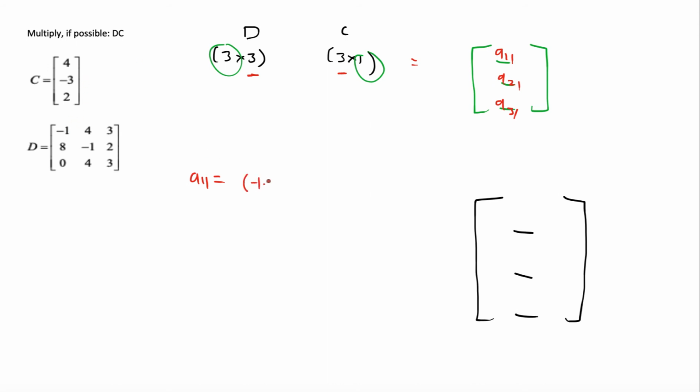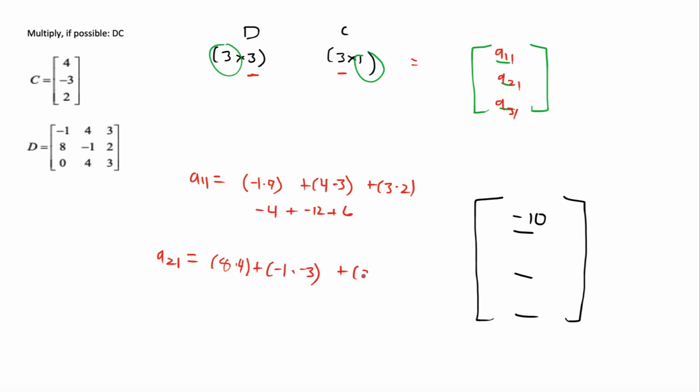So we get negative 1 times 4 plus 4 times negative 3 plus 3 times 2. Negative 4 plus negative 12 plus 6 gives us negative 10. That should be the first entry in our product matrix. And what about A21? For A21, we need the second row here and the first column here. So we have 8 times 4 plus negative 1 times negative 3 plus 2 times 2. So 32 plus 3 plus 4 gives us 39.